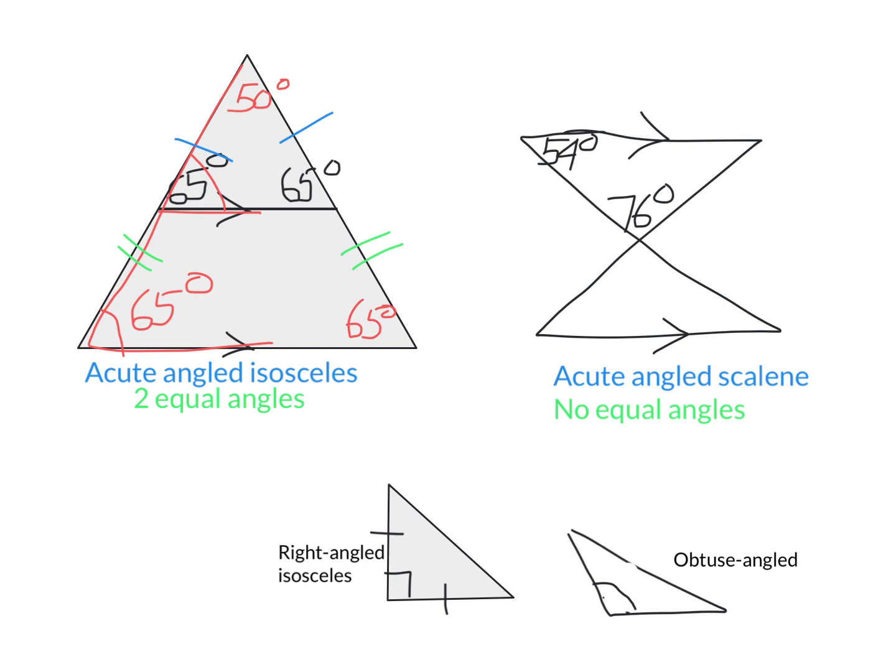Let's now look at these two triangles here and figure out the unknown angles. So this one we can figure out pretty easily. 54 plus 76 is 130, so again we need 50 to get to 180. The angles inside any triangle add to 180.